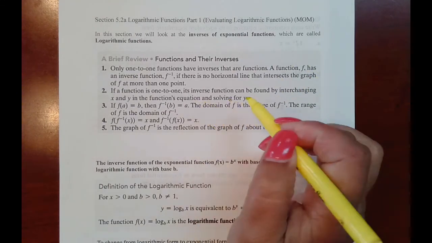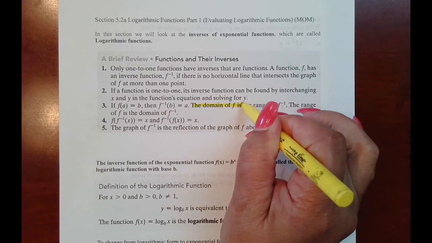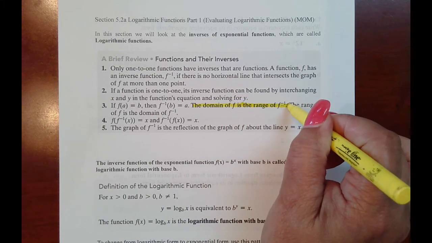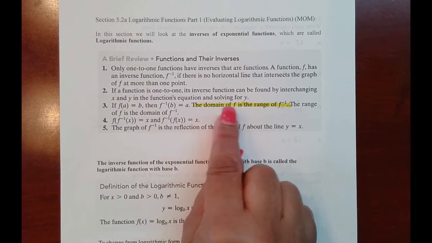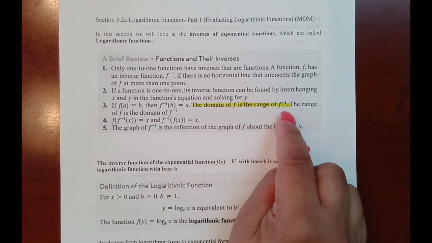So the domain of the original function, which would be the exponential functions, is the range of the inverse, which would be the logarithmic function. So their domain and their range switch. The domain of the original becomes the range of the inverse.